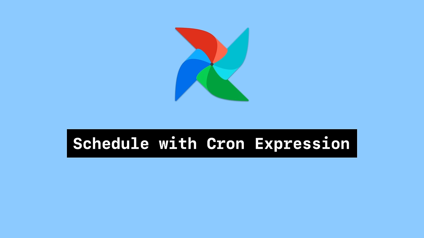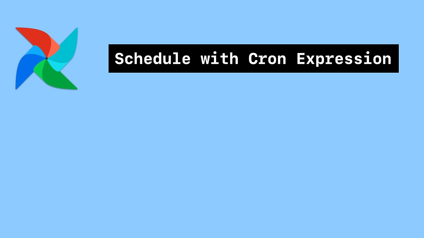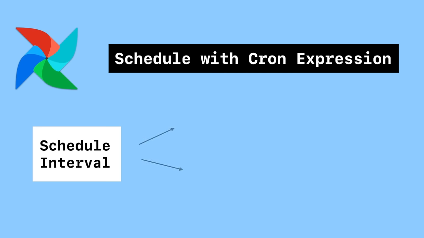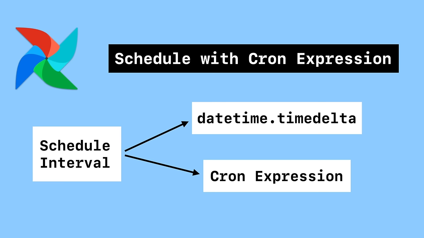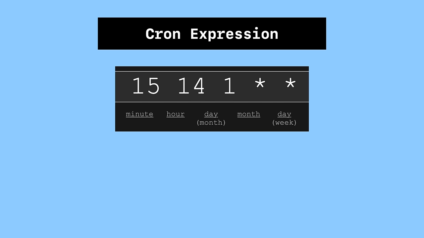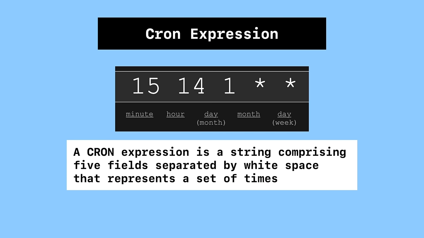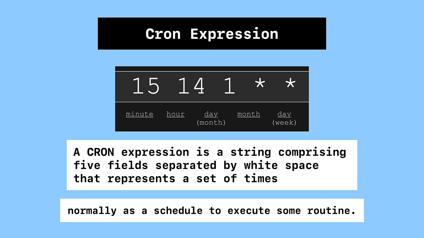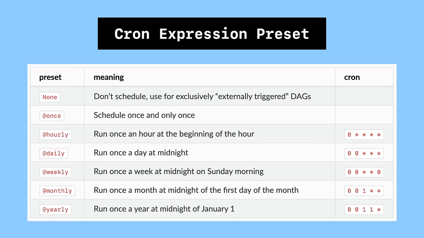In Airflow, creating a DAG needs the schedule interval parameter, which receives a cron expression as a string or a datetime timedelta object. So what is a cron expression? A cron expression is a string comprising five fields separated by white space that represents a set of times, normally as a schedule to execute some routine. Airflow already provides some presets for the schedule interval, like @daily, @hourly, which is linked to its cron expression string. So if you know how to use cron expressions, you can schedule your DAG in any way you want.